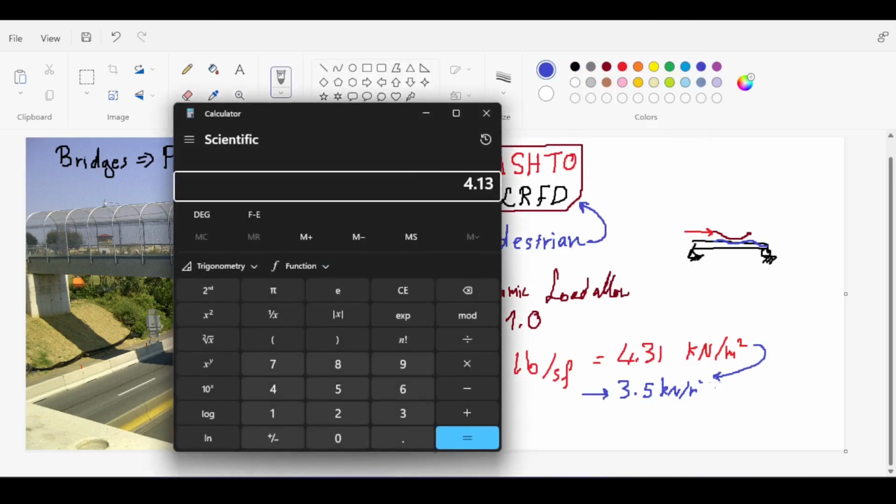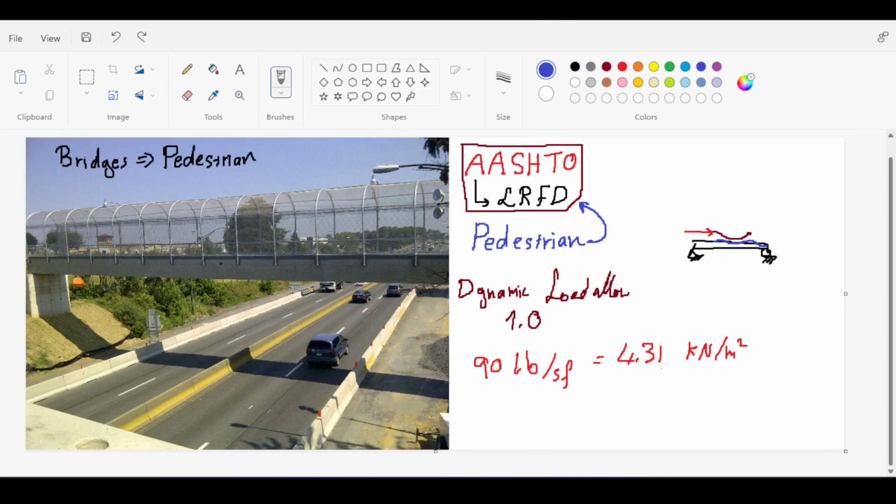I want to see something. So, 4.31 divided by 3.5. Is this 1.6? No, okay, never mind. The load suggested by the pedestrian design guide is 19 PSF, which is 4.31.